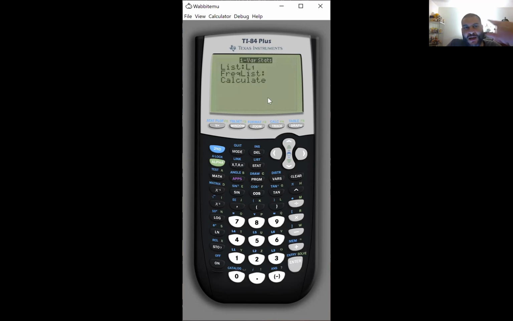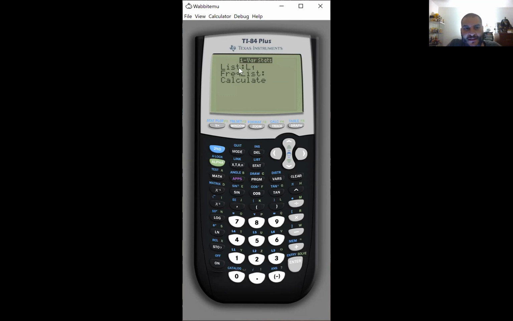So if you look at my calculator, you see how it says list and then it says frequency list. So before we used to leave the frequency list blank. In this case scenario, we're not going to leave it blank because now we actually do have the frequency list. Because when you find P of X, that P of X is telling you how frequent does your number occur.